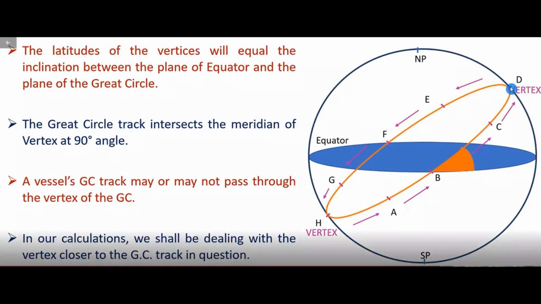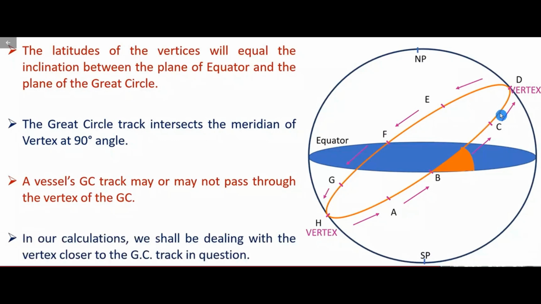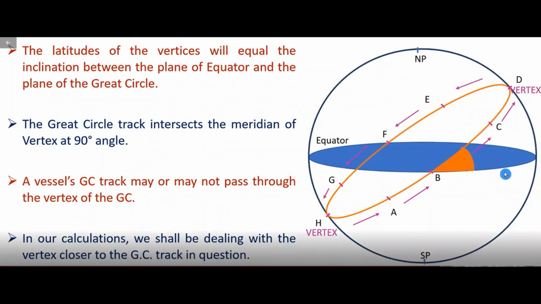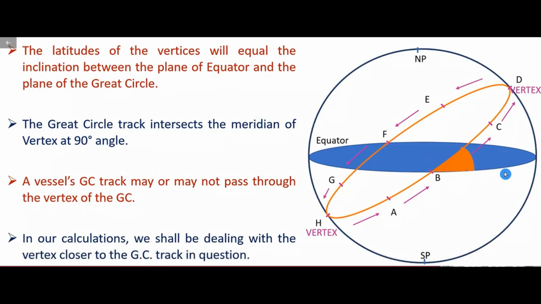So beta, is this point also clear? That when you are moving on a certain portion of the great circle track, it is possible that the vertex may lie in between your initial and final positions, or there is a possibility it may lie outside your initial and final positions. So is that clear, beta? Yes, sir.